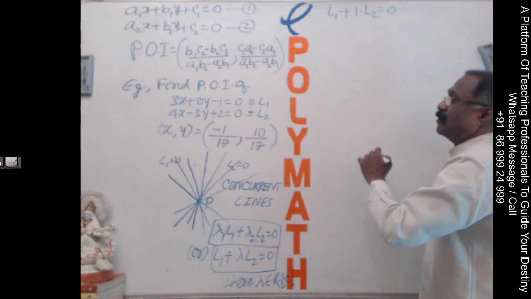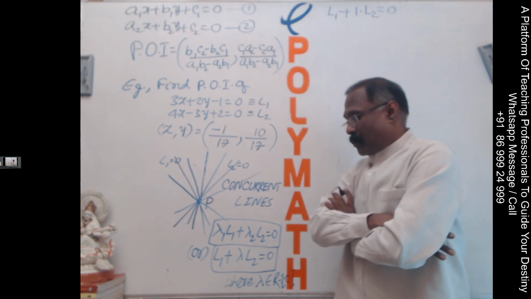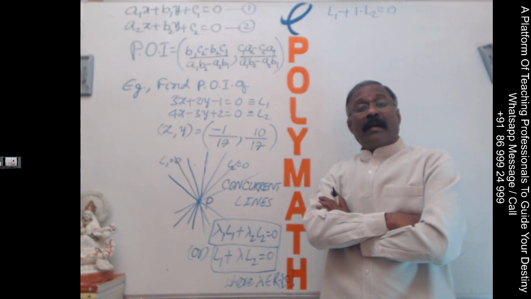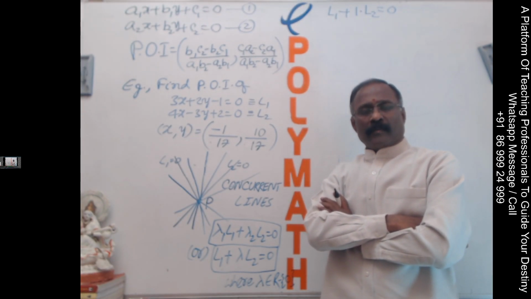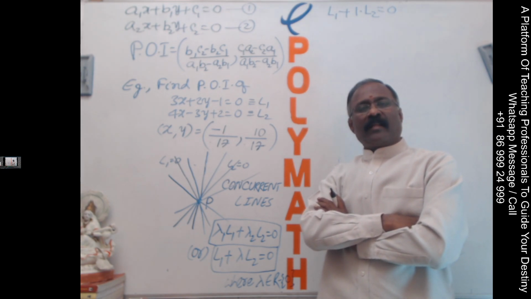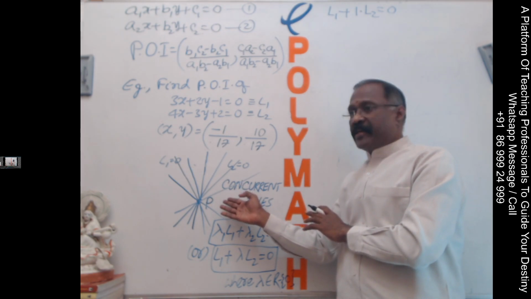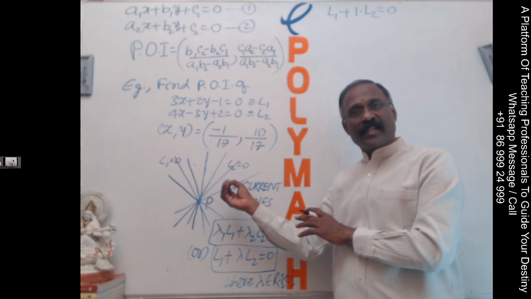If I add these two, sir. Yes, Arun. Sir, what is lambda? Lambda is said to be the parameter, Arun. By varying the values of lambda, you will be getting different lines in this set, in this family.